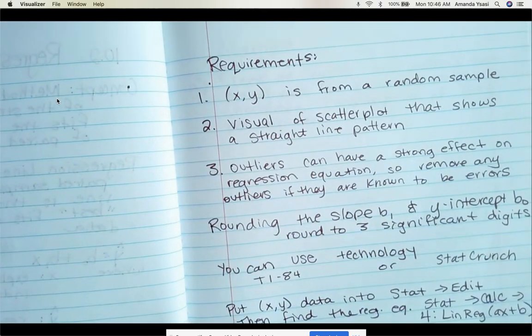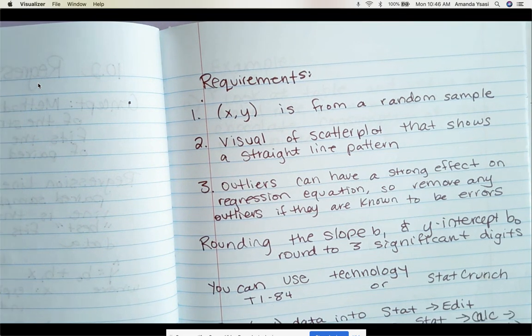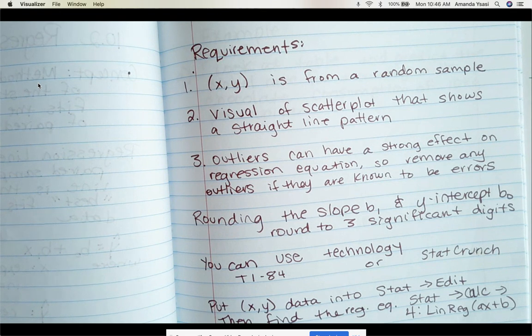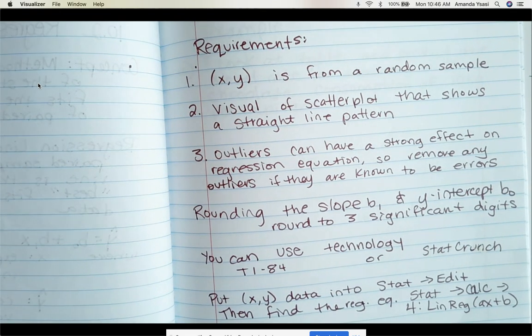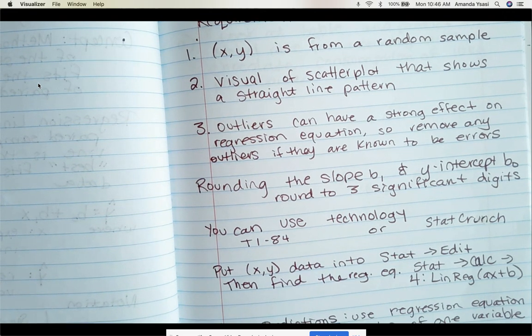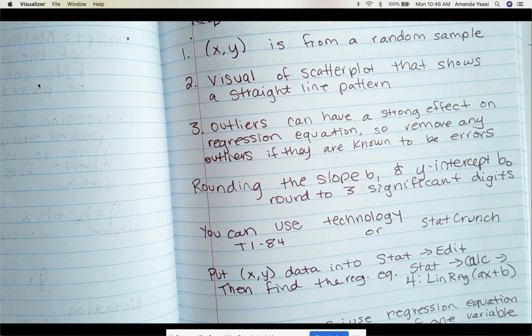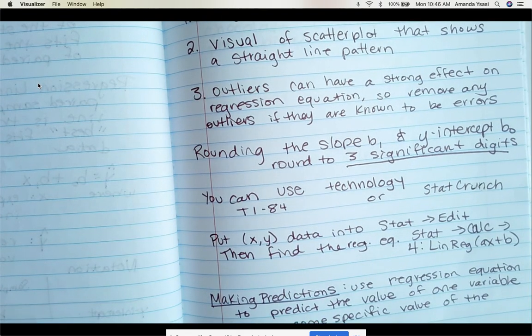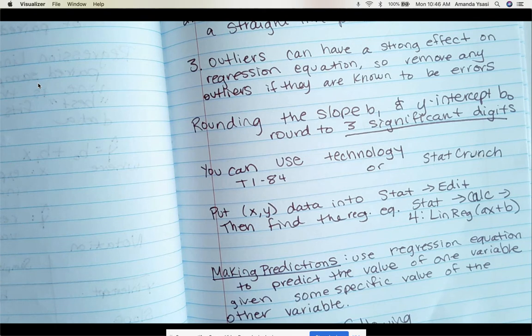Our requirements to use regression are that x and y are from a random sample, and the visual of the scatter plot shows a straight line pattern. Outliers can have a strong effect on the regression equation, so make sure to remove any outliers that have known errors. When we round, we're going to round to 3 significant digits. We're going to use technology, the TI-84 or StatCrunch that is in MyMathLab.